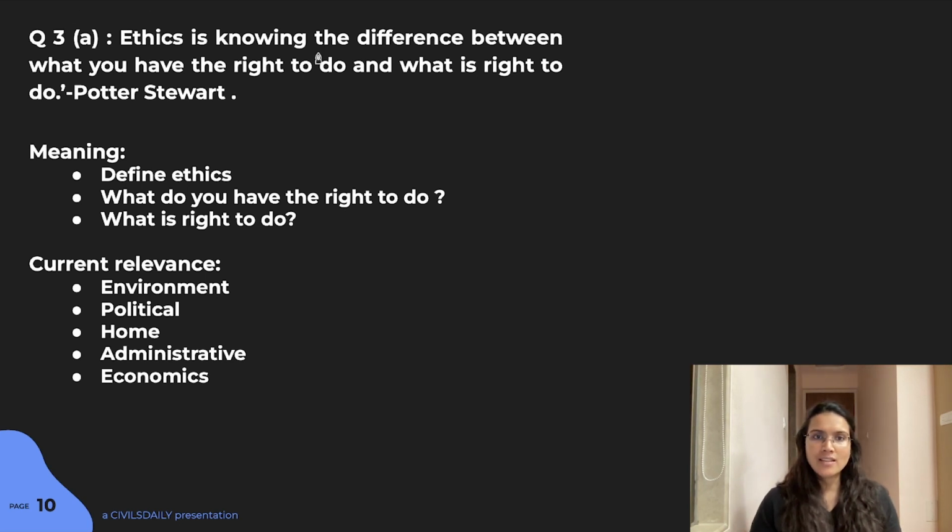So the quote was: ethics is knowing the difference between what you have the right to do, basically what you can do, and what is the right thing to do. So one is power, and one is the right thing to do, right? So these are the two things. Ethics allows you to choose between these things. Now, again, you can start with defining what is ethics, and then you can highlight these two things.